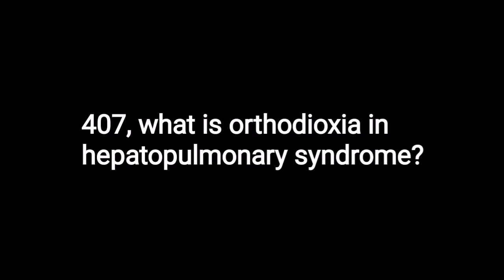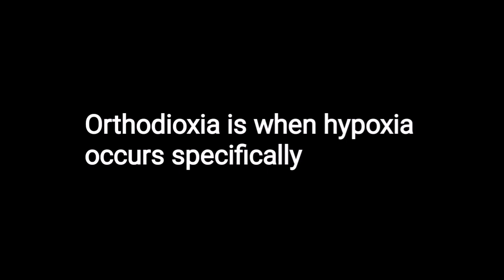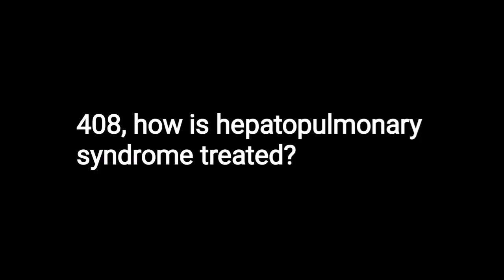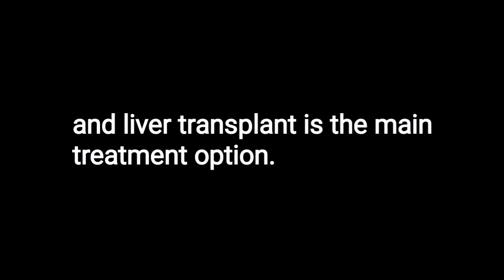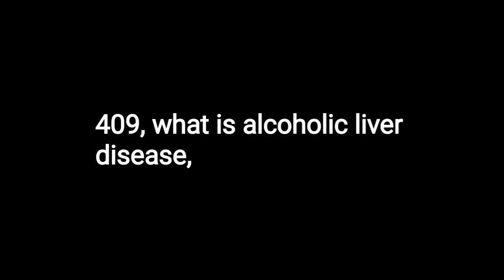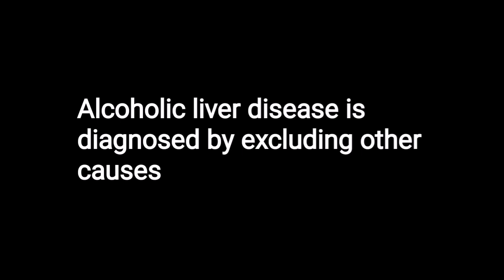407. What is orthodeoxia in hepatopulmonary syndrome? Orthodeoxia is when hypoxia occurs specifically upon sitting up or standing. 408. How is hepatopulmonary syndrome treated? There is no specific therapy, and liver transplant is the main treatment option. 409. What is alcoholic liver disease, and how is it diagnosed? Alcoholic liver disease is diagnosed by excluding other causes and may require a liver biopsy.